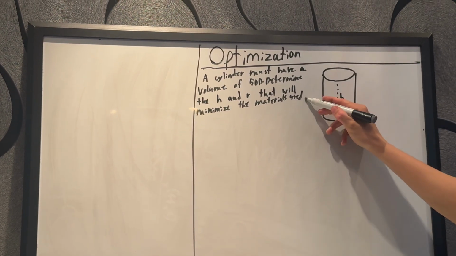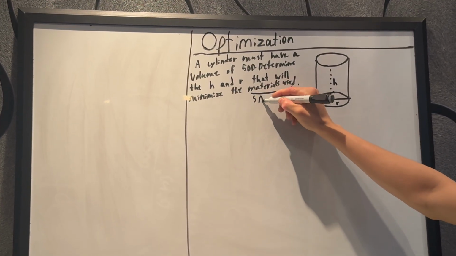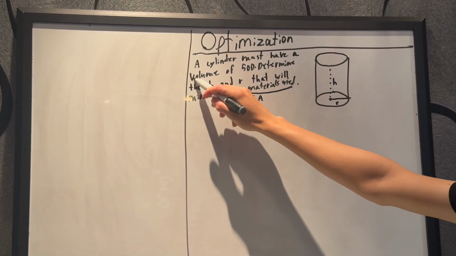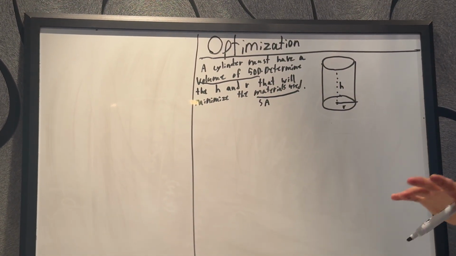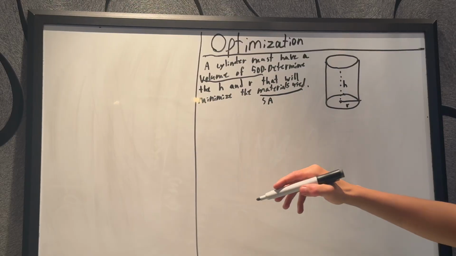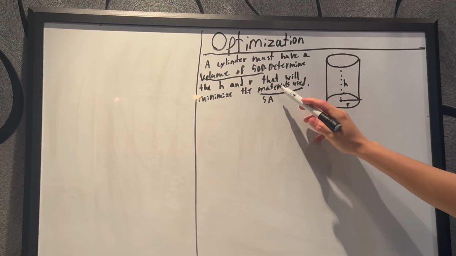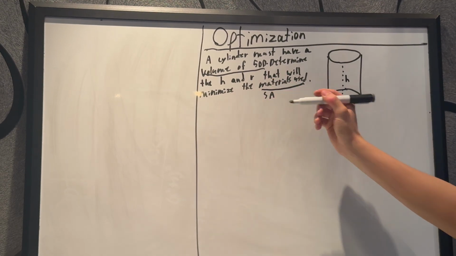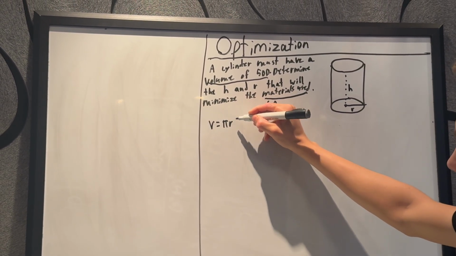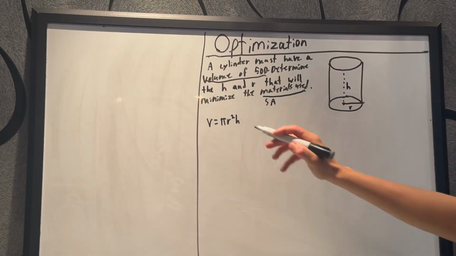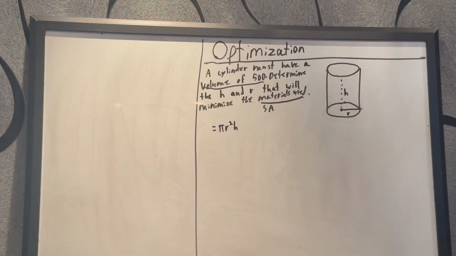So when the question is asking for materials used, we know that we're going to be dealing with surface area. And it's very explicitly telling us the volume. So with optimization, you always need to find two equations. One of our equations is going to be the volume, and the second will be surface area because we're being asked for the materials used. So our volume for the cylinder is volume is equal to pi r squared height. But since we already know the volume, we can substitute 500 for the volume.